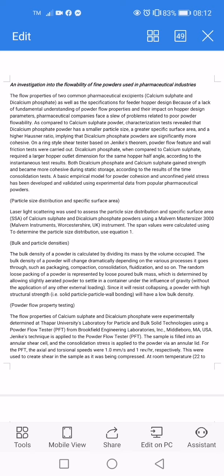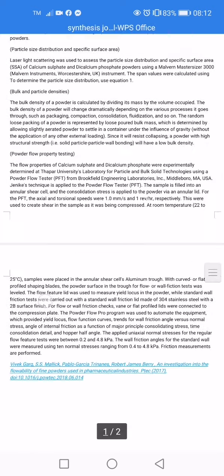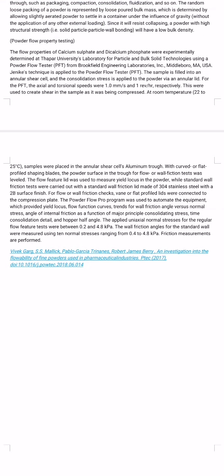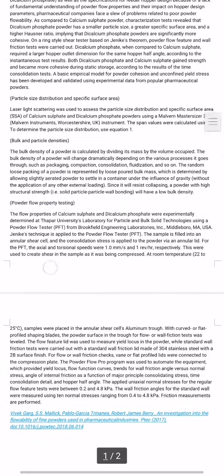So for my topic, the journal I chose is all about an investigation into the flowability of the fine powders used in pharmaceutical industries. This topic is from the works of Vivek Garg, S.S. Malik, Pablo Garcia, et al. in 2018.